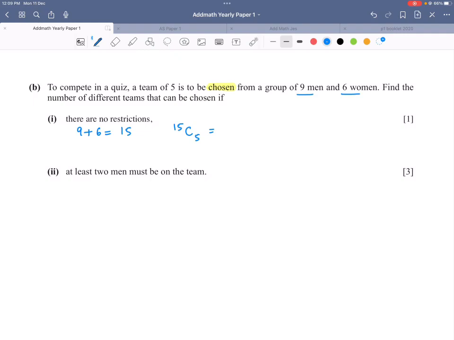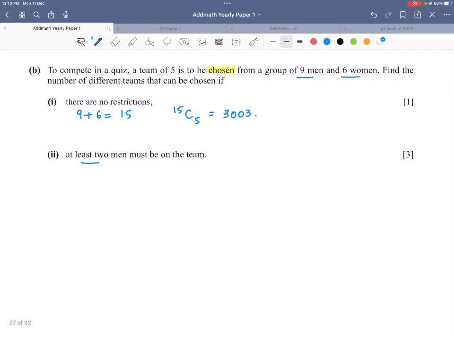Any 5 can be picked out from the 15. So 15 combination 5 will be 3003. That is your first part answer. After that, it says at least 2 men must be on the team. At least 2 men. Now there are some cases here.